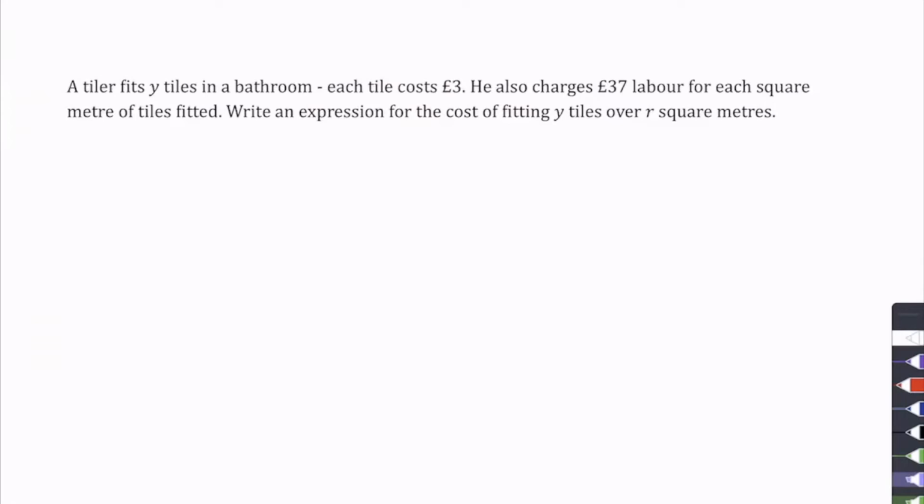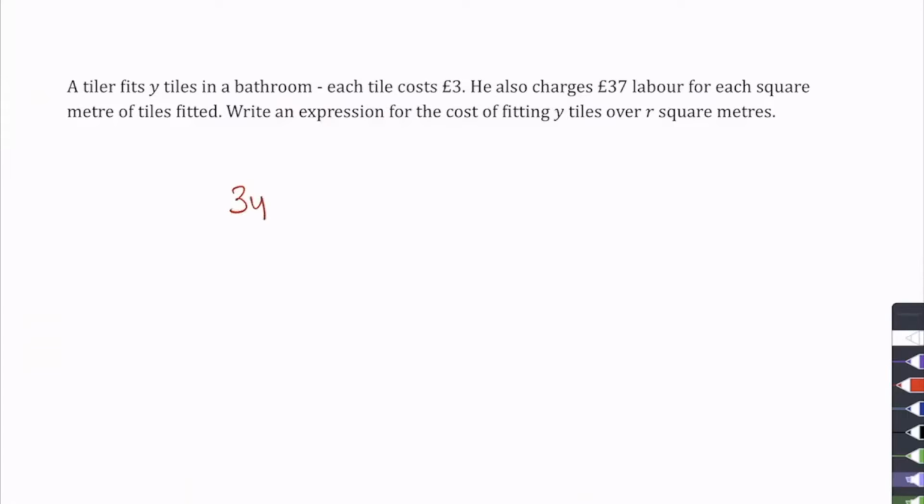Here we have a tiler that fits Y tiles in a bathroom. Each tile is costing £3. He also charges £37 labour for each square metre of tiles fitted. Write an expression for the cost of fitting the Y tiles over R square metres. Well, if he fits Y tiles and each tile is £3, if he fits 100 tiles, it's 100 times 3. If it's 20 tiles, 20 times 3. So we're going to do Y times 3, but we write as 3Y, okay?